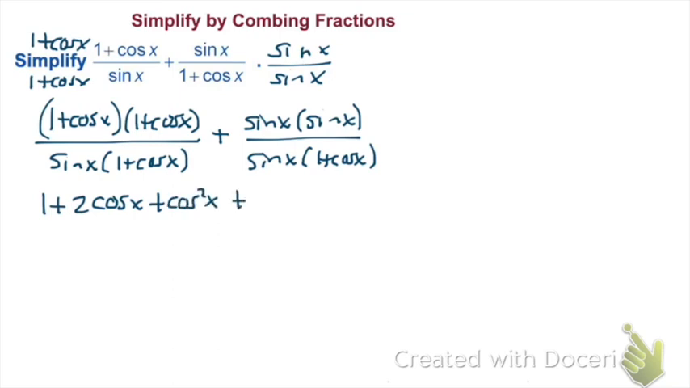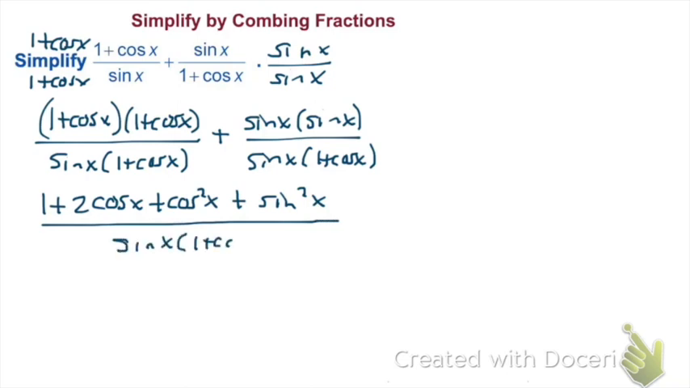We have a plus here between, so I can just combine these into one numerator. And then in the denominator, we have sine of x, (1 plus cosine x). I am going to keep these separated right now. Then we look at our numerator. Is there anything we can do to simplify this?